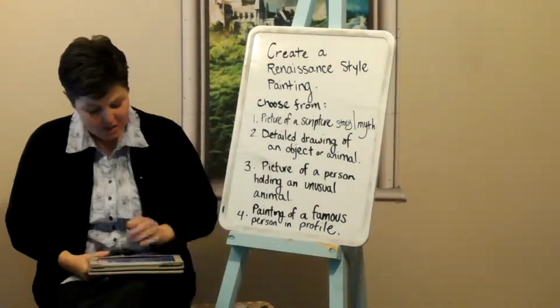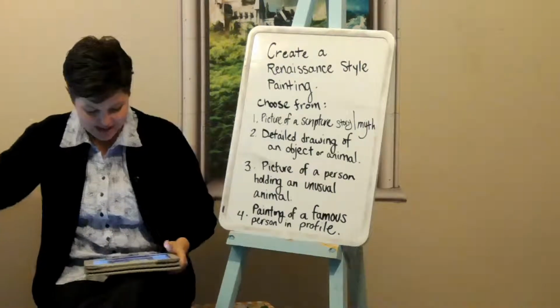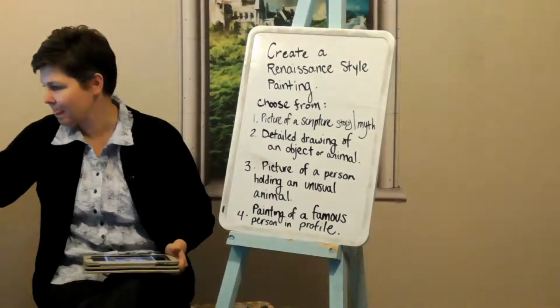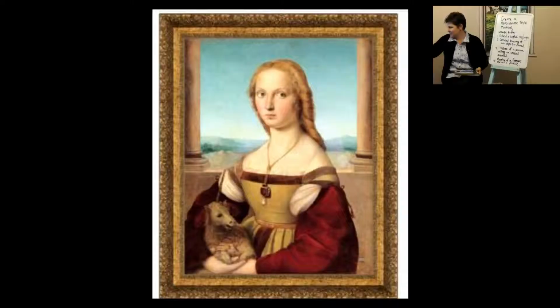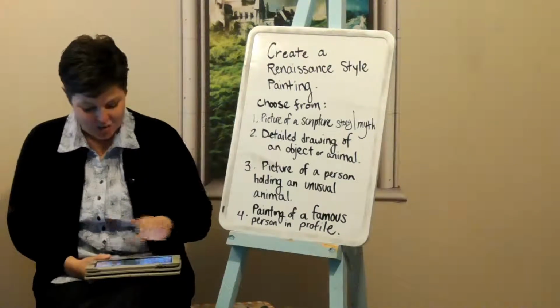Picture of a person holding an unusual animal. Well, let me show you this one. This example has a woman holding what appears to be some type of unicorn. It has a horn coming out of its head, and yet it looks almost like a lamb or a little dog. So that's the first example of a Renaissance painting with an unusual animal.